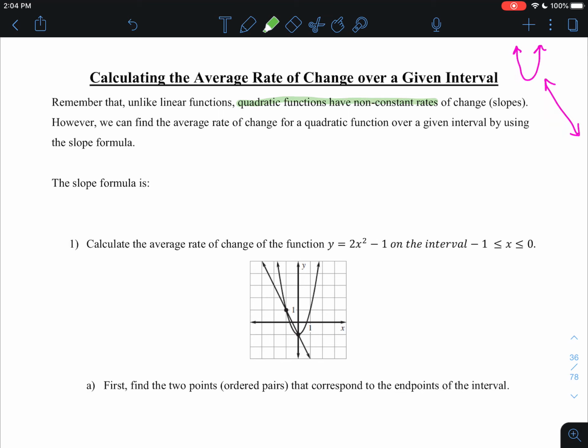And as we can see here, quadratic functions have non-constant rates of change because it's not a straight line anywhere on the graph. But we can use the slope formula to find the average rate of change for a quadratic function over a given interval.